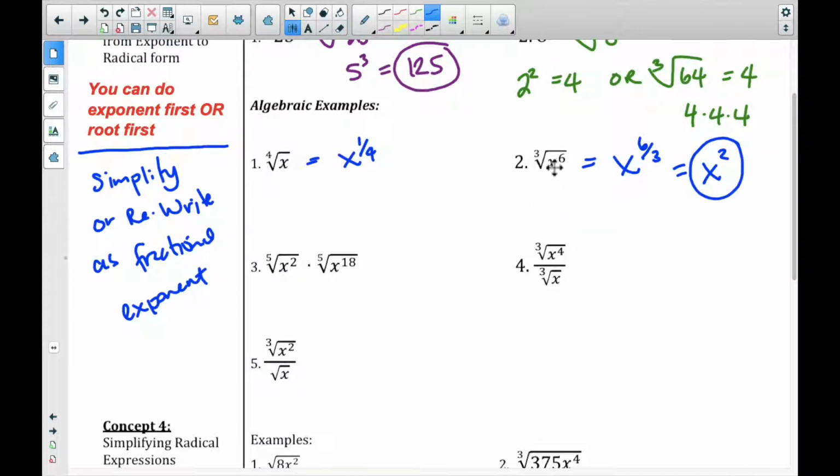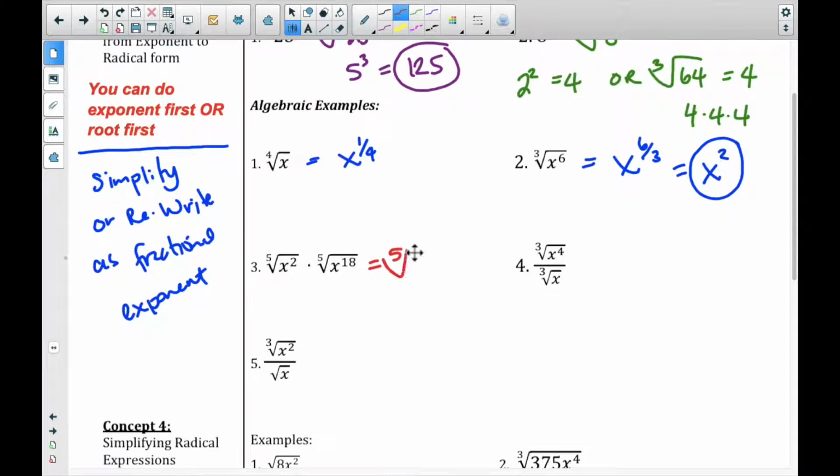And maybe some of you know the rule there: you take that and you divide it by whatever's out here. So 6 divided by 3, that's what we wrote down, is x squared. Okay, so these are both fifth roots. If they have the same root, you can put them together.